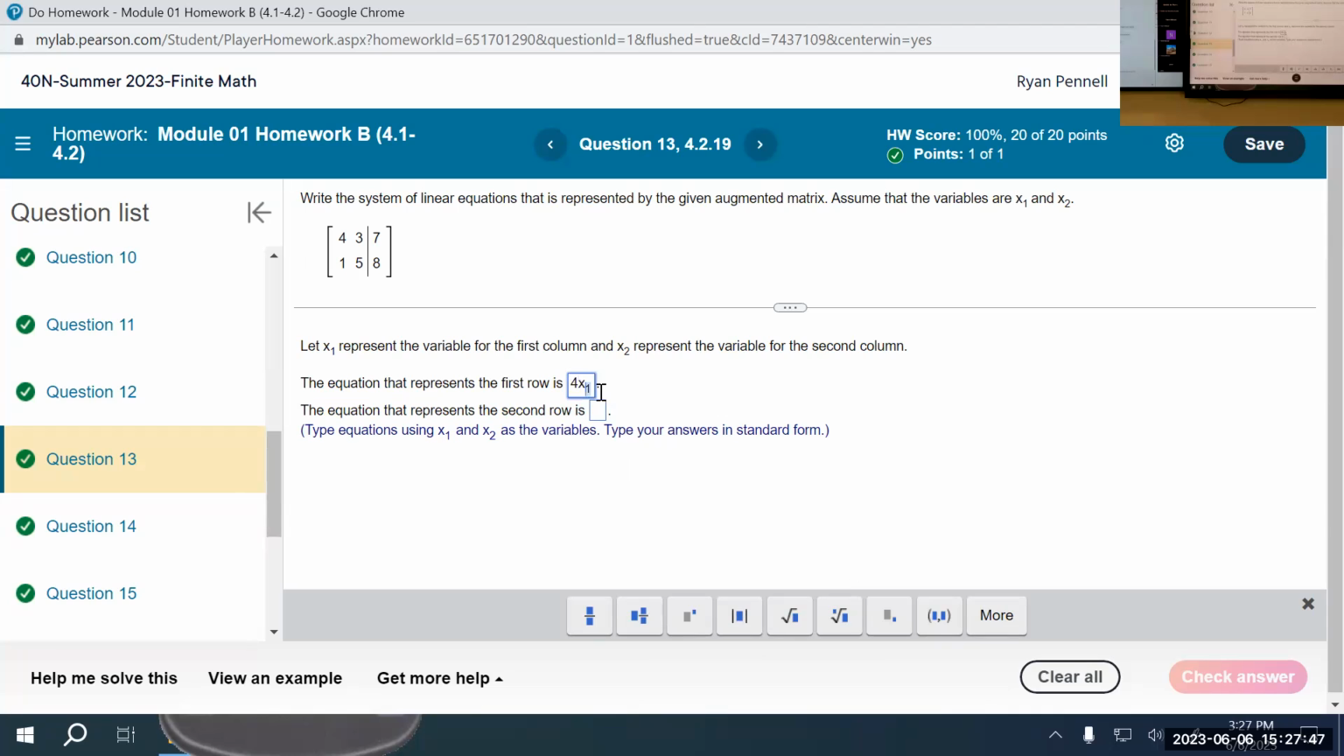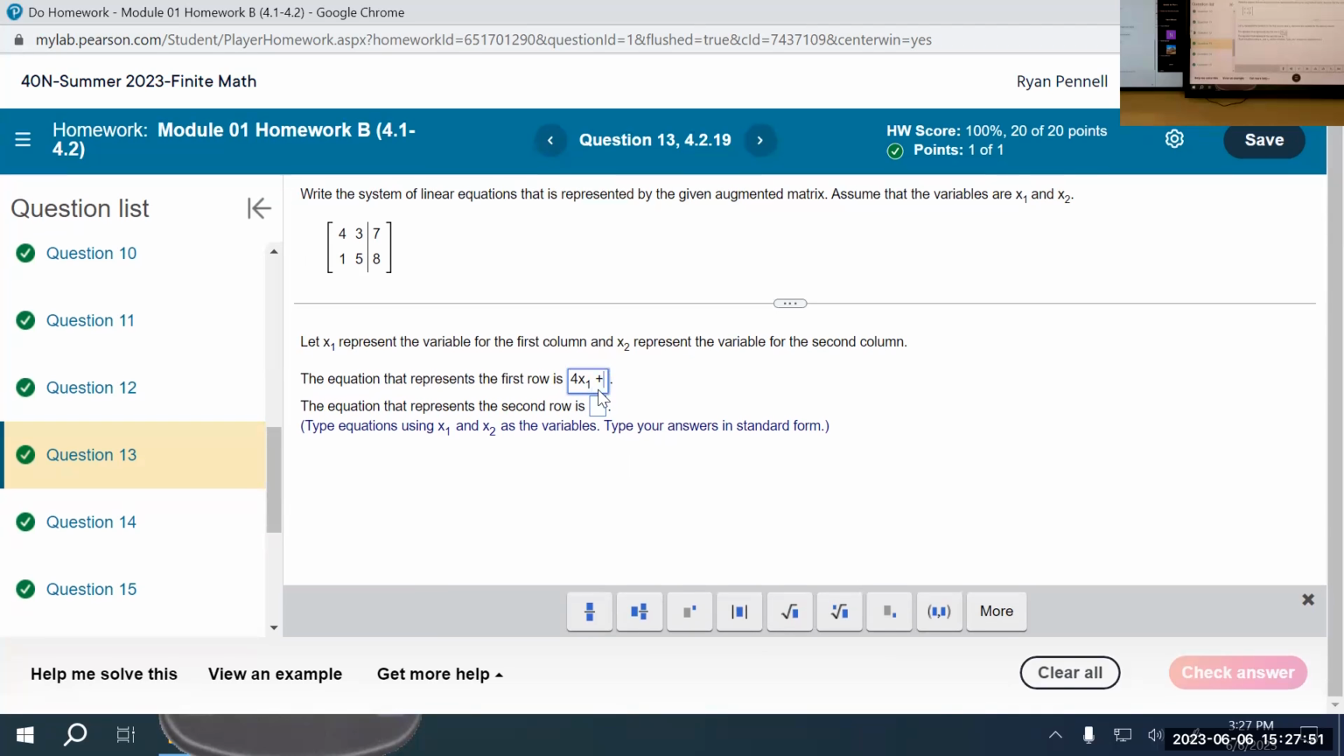So 4x₁ plus 3x₂ equals 7. Easy. All right, what about this one? That's 1x₁ plus 5x₂ equals 8.